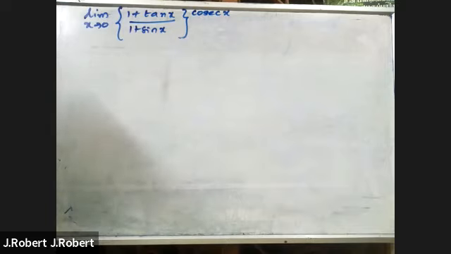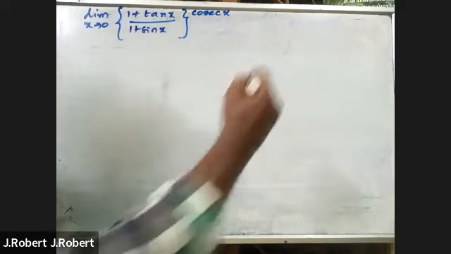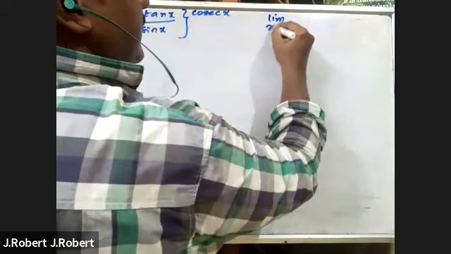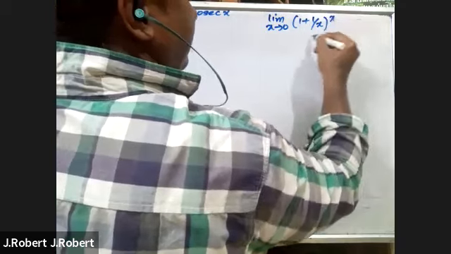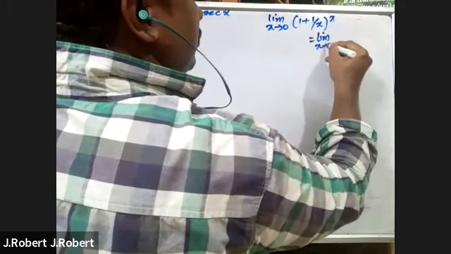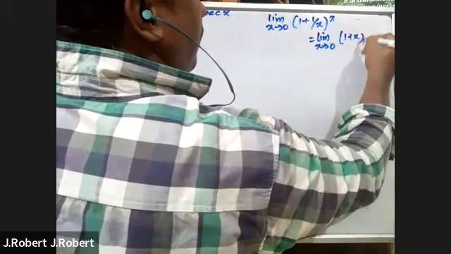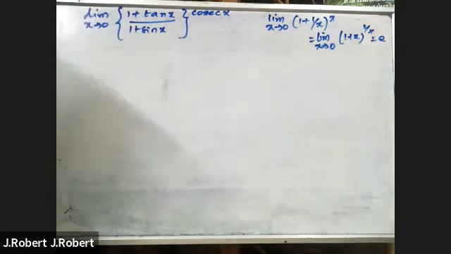For this problem also we are going to use a result. There is a result: limit x tends to 0 of 1 plus 1 by x whole power x is equal to limit x tends to 0 of 1 plus x whole power 1 by x. The answer is equal to e.